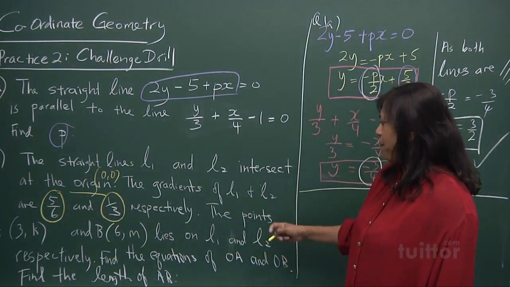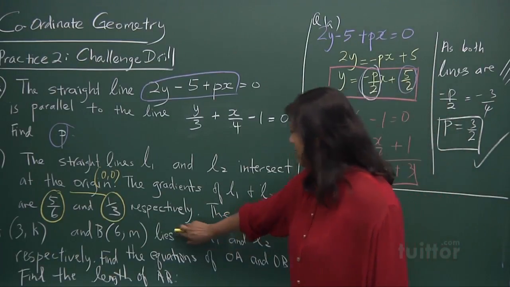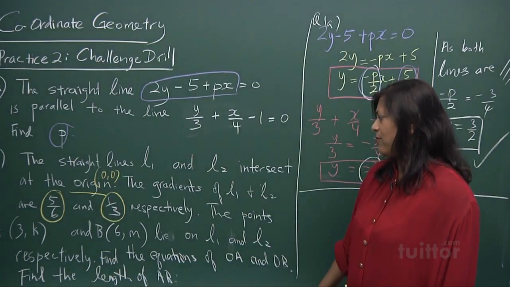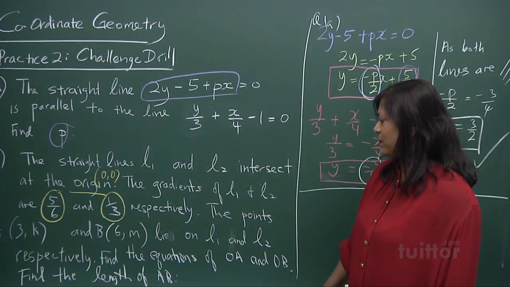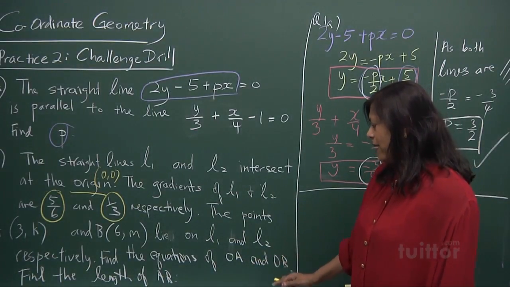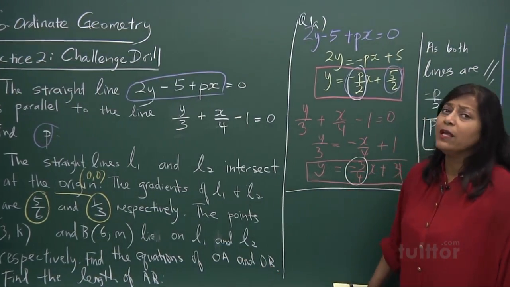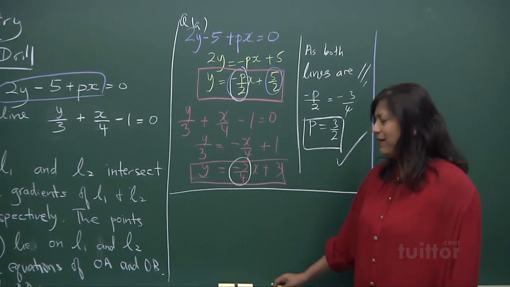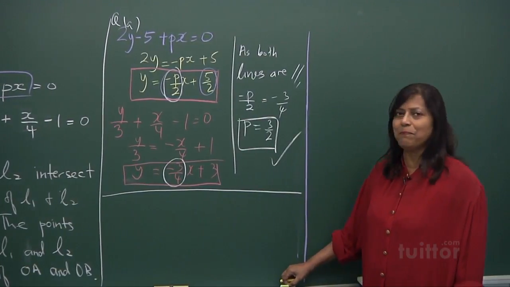Right. And the points A and B lie on L1 and L2 respectively. Find the equations of OA, OB, and then it asks you to find the length of AB. Now we can translate this whole information into a little picture, as I said, a visual, a mental picture.